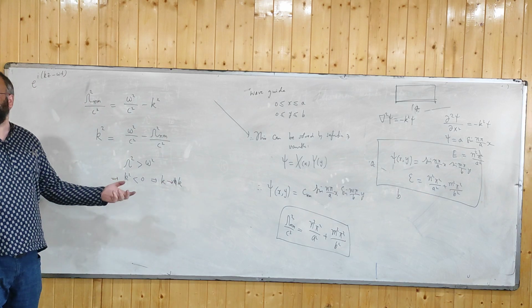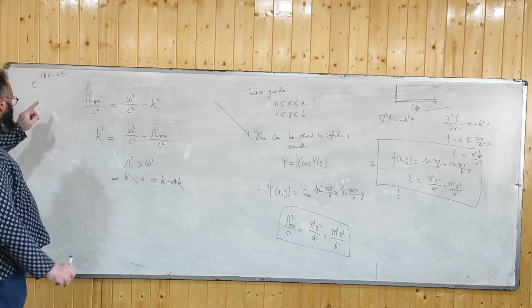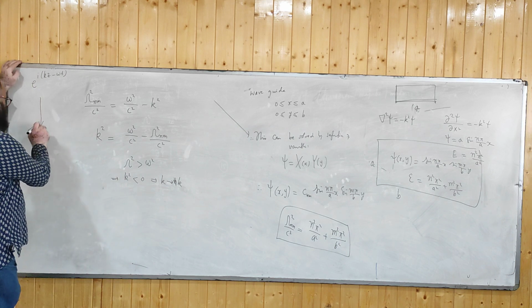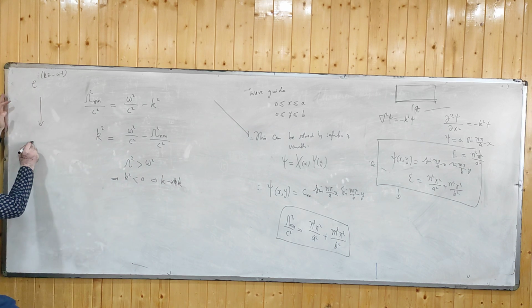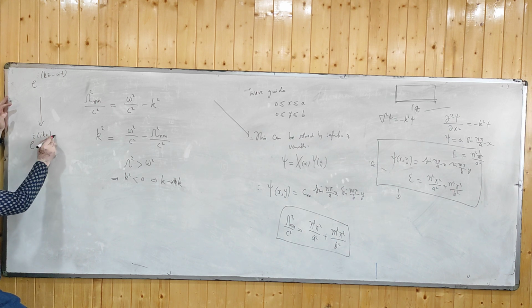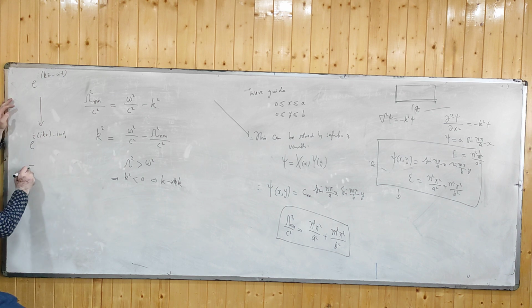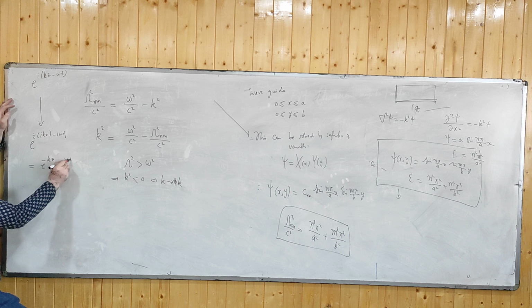Clear? So what will happen in that case? Let's look at this very wave. So this k will go as i k, it's e raised to i(kz minus omega t). So what is it equal to? e raised to the power minus kz, times e raised to the power minus i omega t.